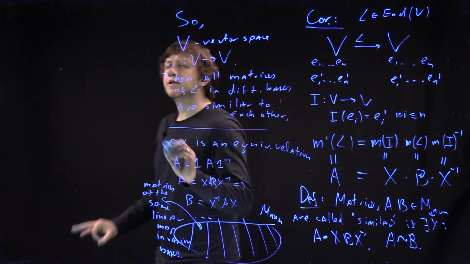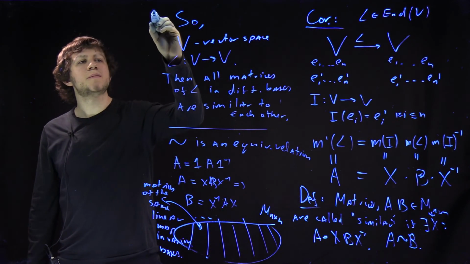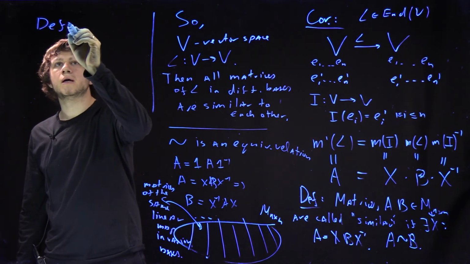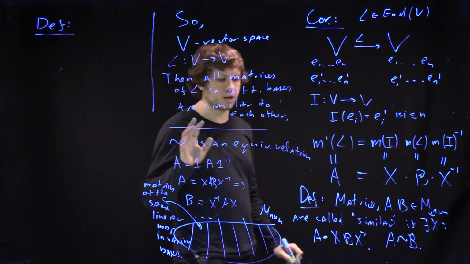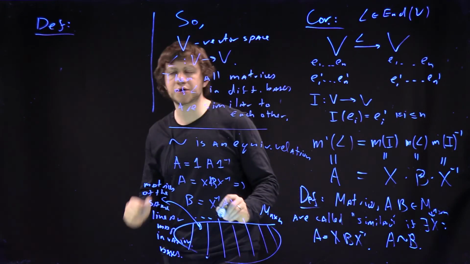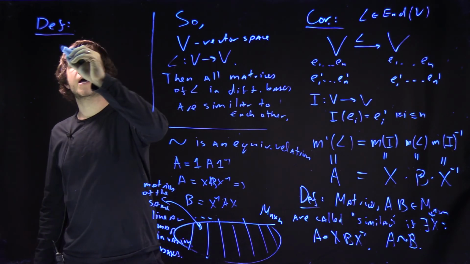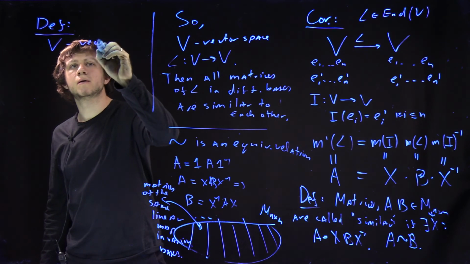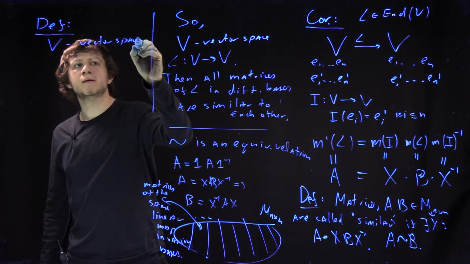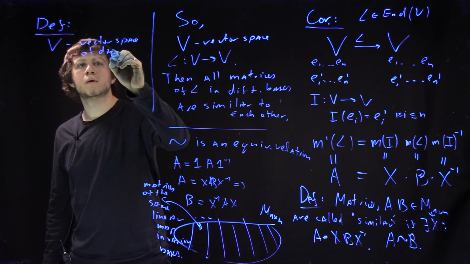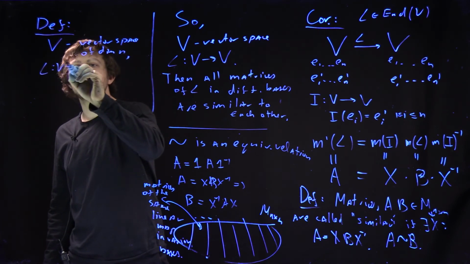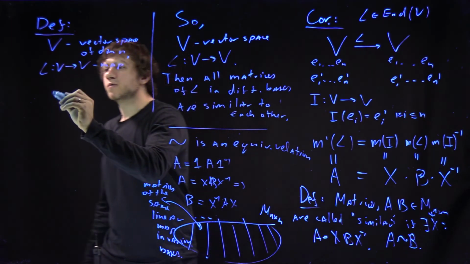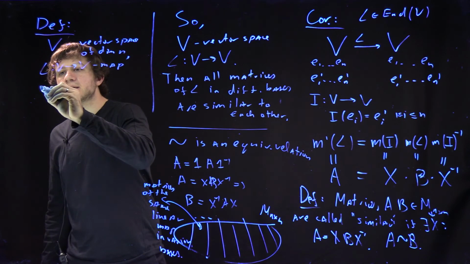Let me give you a little example of that. It will not actually be an example, but a definition, which is very important. This one is a definition which is a little bit hard to understand. Let's suppose that we have a vector space V of dimension n, and L from V to V is an endomorphism, a linear map.